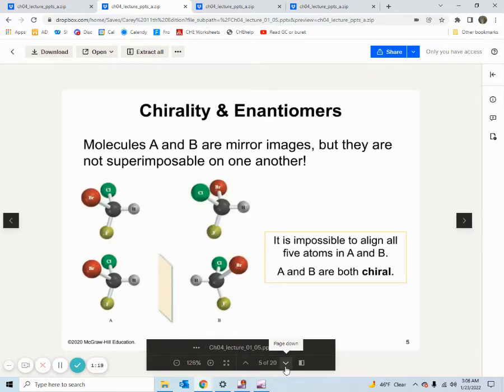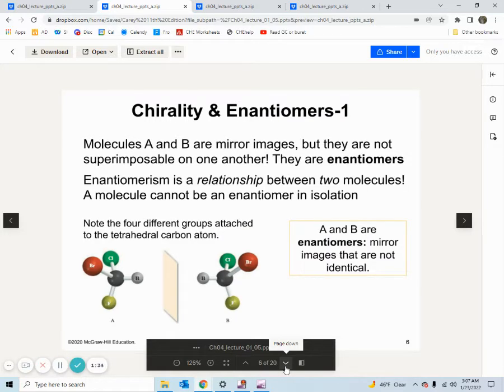Molecules A and B are mirror images, but you can't superimpose them on one another. You can't align all 5 atoms in A and B. You can't rotate them so that they look the same. Therefore, A and B are both chiral. Since they are mirror images but not superimposable, they are called enantiomers.